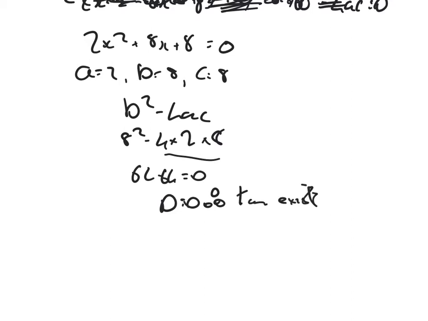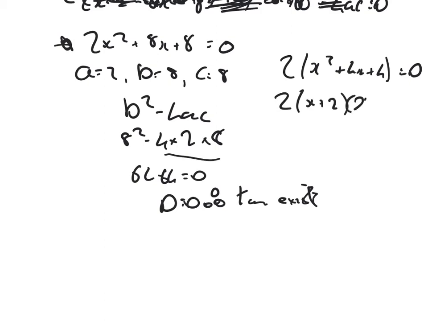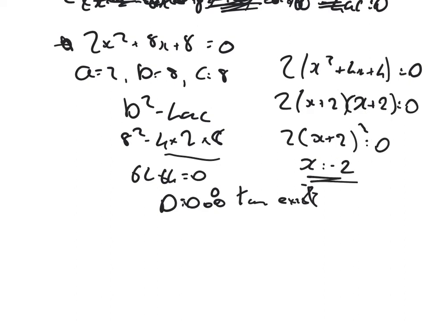So I'm now going to look to find the point of contact. So again, back to factorisation. 2 bracket x squared plus 4x plus 4. So the first rule of factorising is take out a common factor. 2 numbers that multiply to give 4 and add together to give 4 are 2 and 2. So that will give me 2 bracket x plus 2 all squared is equal to 0. And the point of contact will be at x equals minus 2.